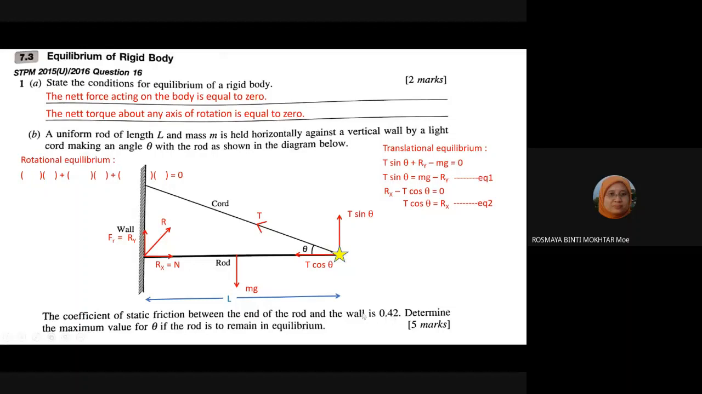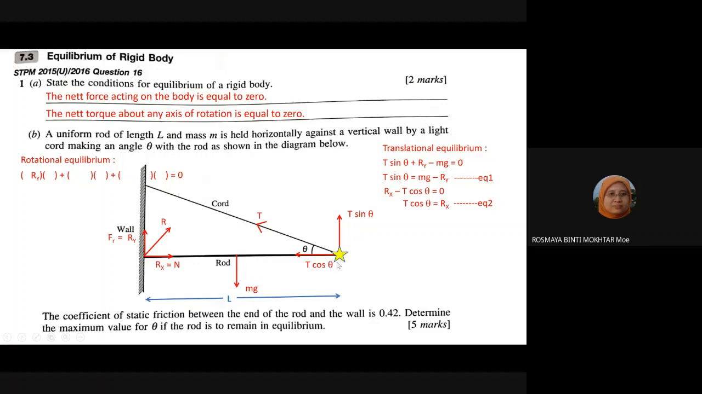So this time, for this question, we choose the fixed point at the end here. In the previous lesson, for the same problems, we chose a fixed point at the wall here. But this time we choose the fixed point where the cord is attached to the rod here, as a fixed point.